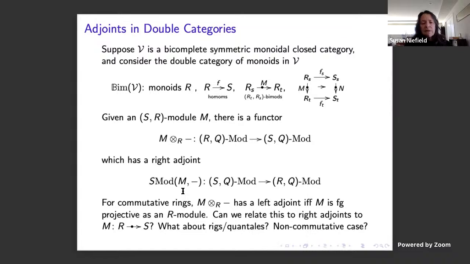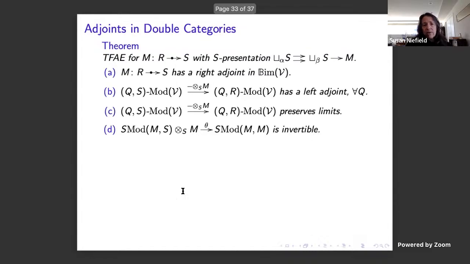Okay, so now the question is, the existence of this left adjoint to tensoring over R, can we relate that to right adjoints to the bimodule M from R to S? And then what about rigs and quantales? In other words, can we put the two theorems together in one theorem? And the other thing is, what about the non-commutative case? Okay, and that can be done all at once. So one can prove the following theorem. I'm not going to go through the proof of this. I'll indicate how some of the parts work, but that's about it.